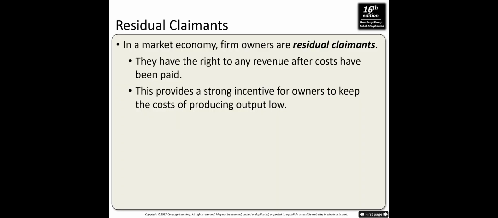And in a market economy, firm owners are residual claimants. What does that mean? That means after you expend all the costs associated with production, the remaining is yours. So any revenue after costs have been paid actually belongs to the firm owner. This provides a strong incentive for owners to keep the cost of producing output low. So the idea is to maximize the take-home income.